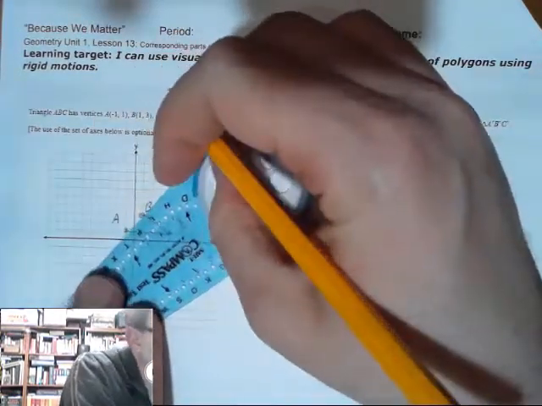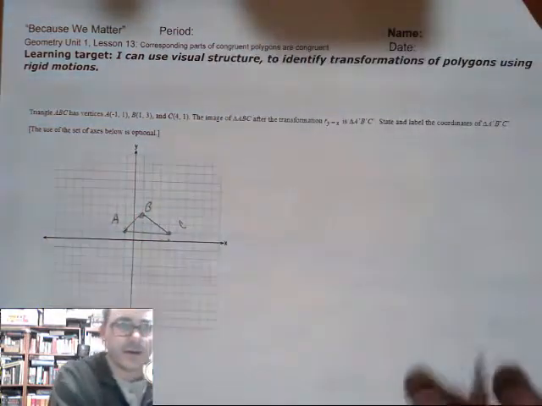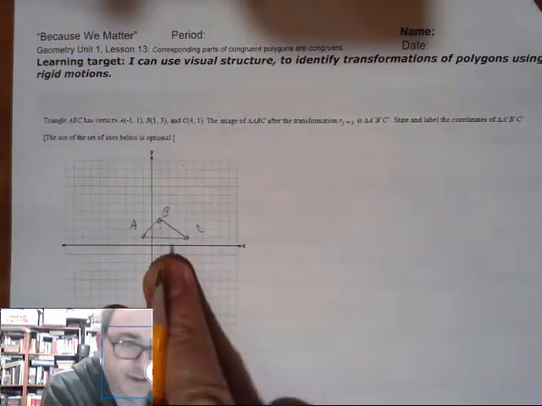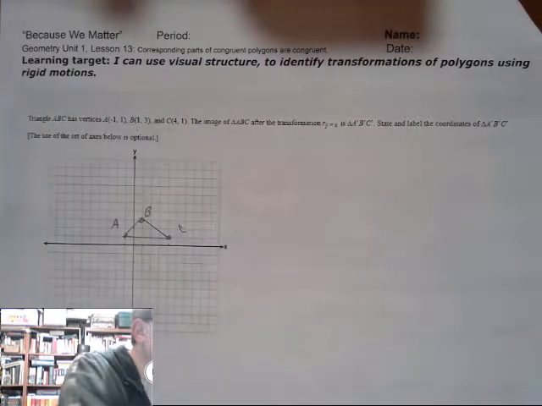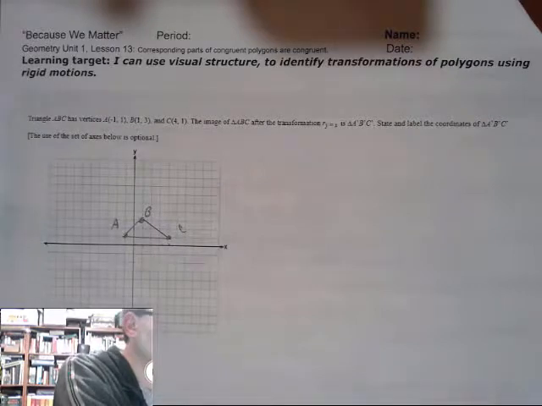This is the image I have to start with. All right, do we see that all right? There we go, okay. The image of triangle ABC is going to now be after a transformation.